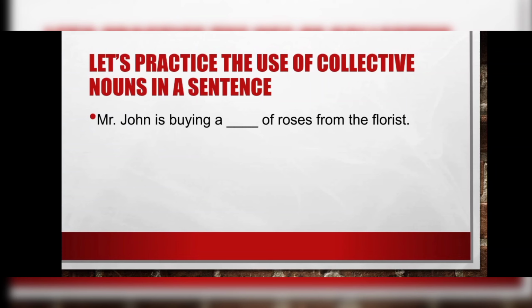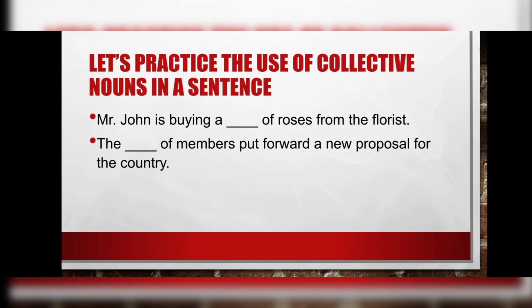Mr. John is buying a dash of roses from the florist. So what could be the answer over here? Yes, it is a bouquet. And why we have used it is because it is giving us a reference that here a collective noun would be coming, and that is bouquet. Another example is that the dash of members put forward a new proposal for the country. The dash of members. Who would be responsible for giving a new proposal for the country? Yes, it would be the committee of members put forward a new proposal for the country.